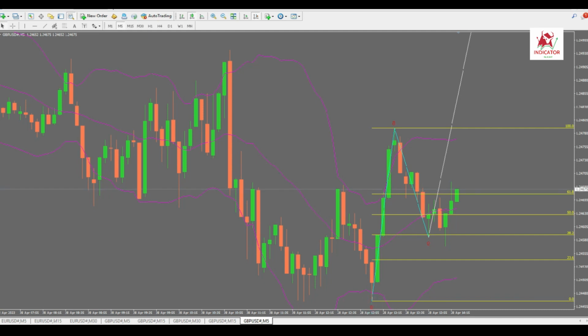If these conditions are fulfilled, enter a buy pending order at the level 100 of the indicator 1-2-3 pattern with target 161 or 261. Place the stop loss 2 pips below the level of 23.6.